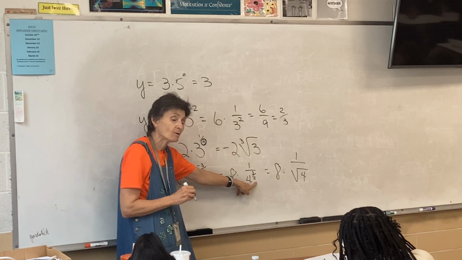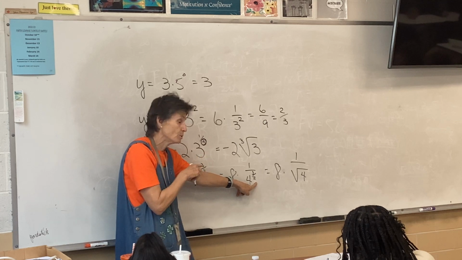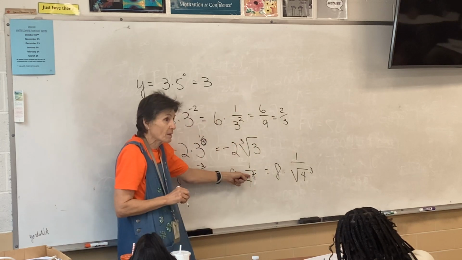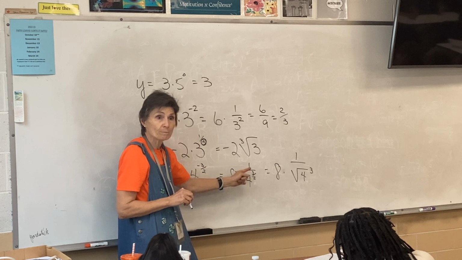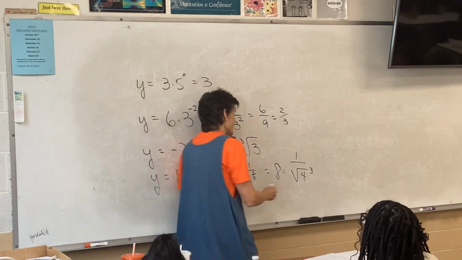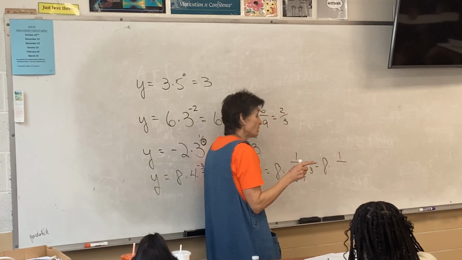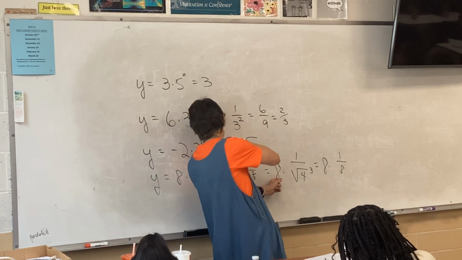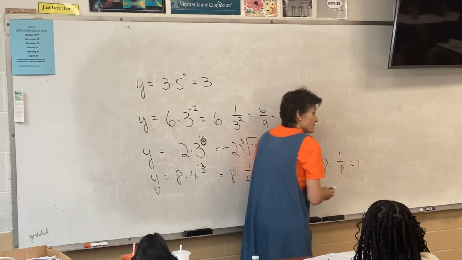Remember, the denominator of the fraction tells you what root you're taking. So this is a square root, but this time I have to cube it because there's a 3 up there. So this says the square root of 4 cubed. Well, what is the square root of 4? The square root of 4 is 2, but 2 cubed would be 8. So we have 8, the original 8, times 1 over 8. So the answer to that problem is 1.